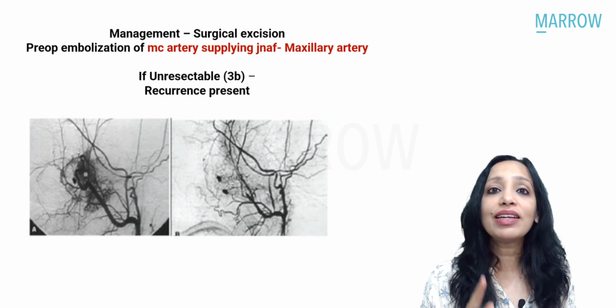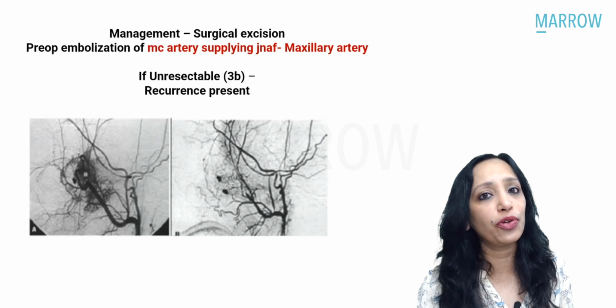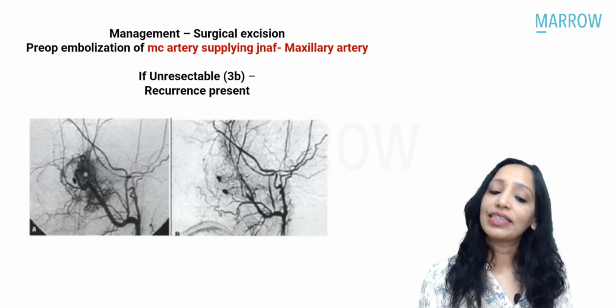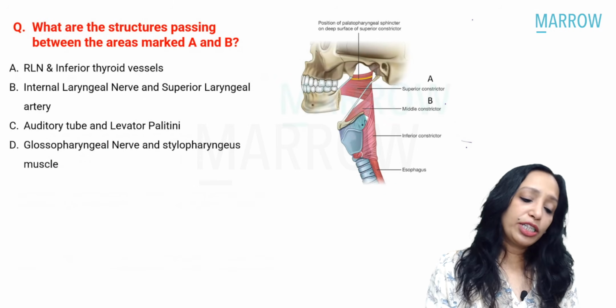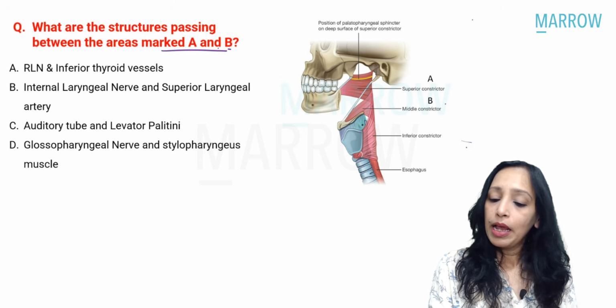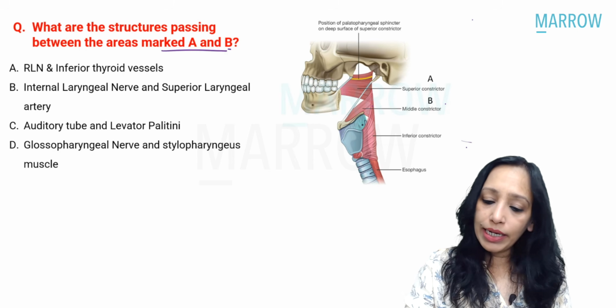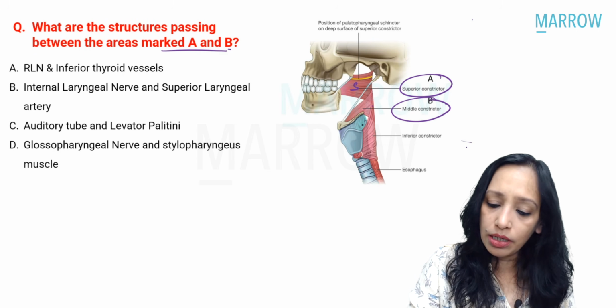So which is the main arterial supply of nasopharyngeal angiofibroma? Again, it has been a question in your exam. That is the maxillary artery. The maxillary artery. So the next question we have here is, what are the structures passing between the areas marked A and B? So what are the structures marked A and B here? A is the superior constrictor, B is the middle constrictor.